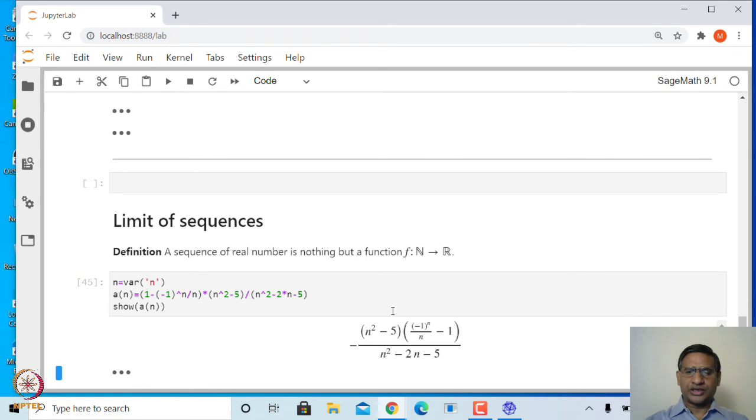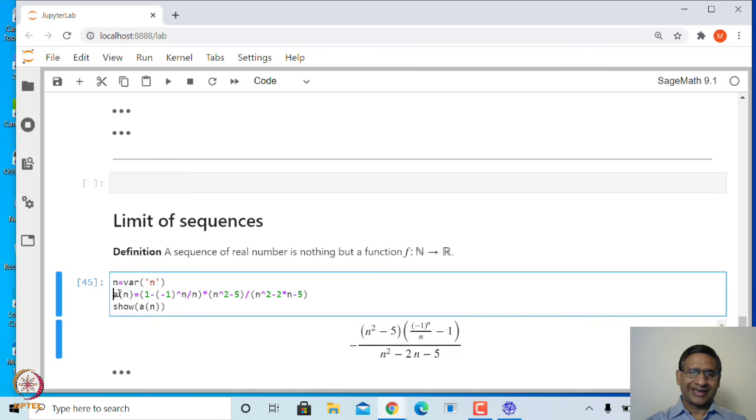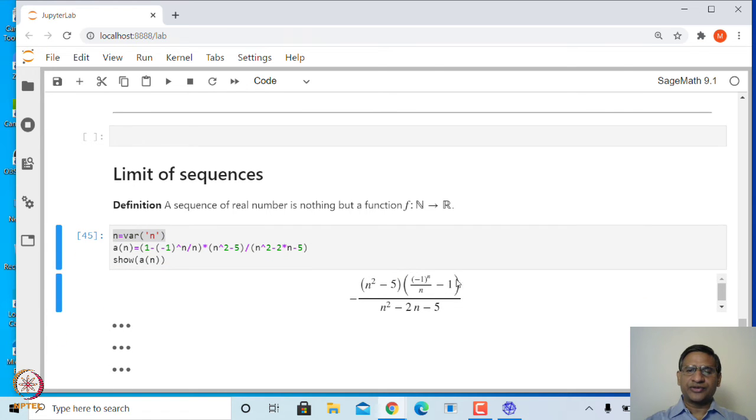So, this is a sequence fn, which I have denoted here by an. I have defined an; you need to declare n as a variable. This looks fairly complicated, but since a sequence is also a function, it will be a good idea to plot the graph of this function. When I say graph of this function, you need to plot n comma f of n. So, in this case n comma an.